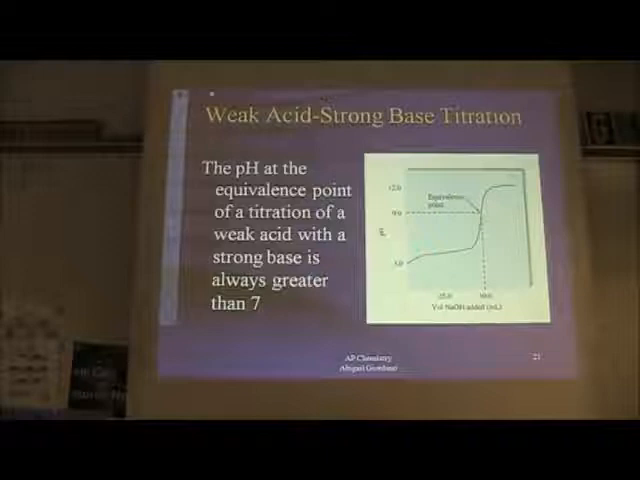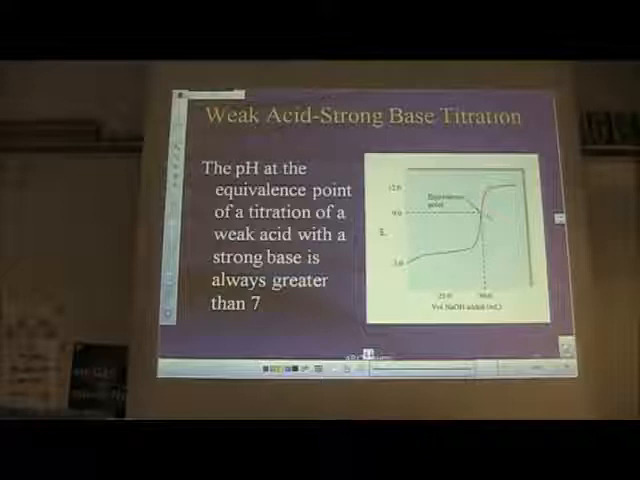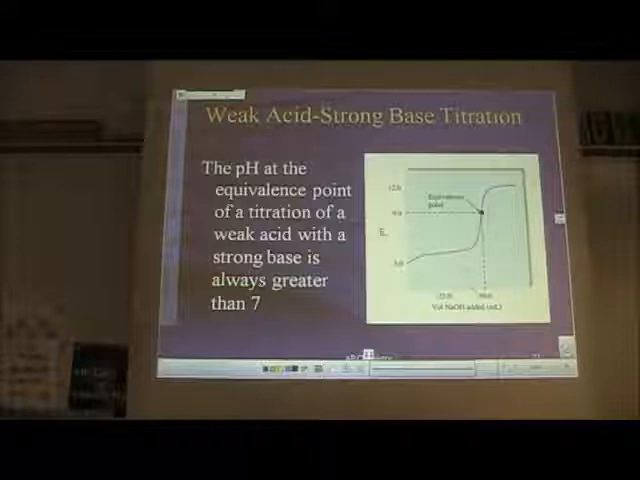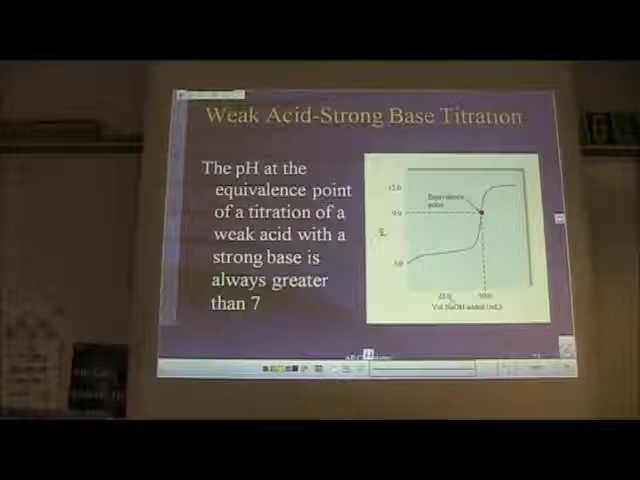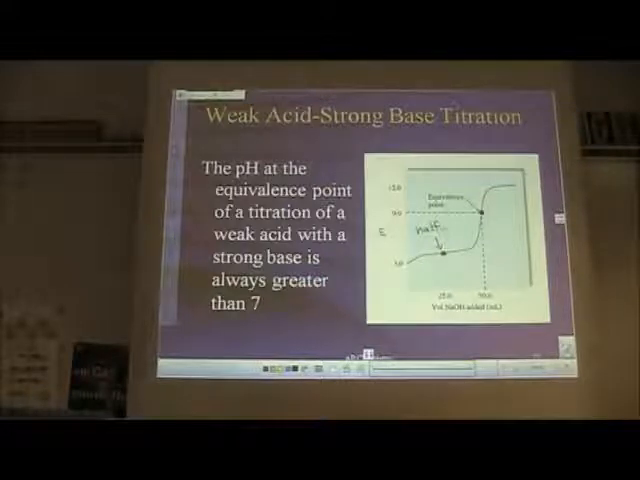Now, one other thing to take note of, okay? If the equivalence point is right here, and to get to the equivalence point, 50 milliliters of base was required to get us there, where is the halfway point? Correct. Whatever that volume is that got you to equivalence, half of that volume, that would be your halfway point.